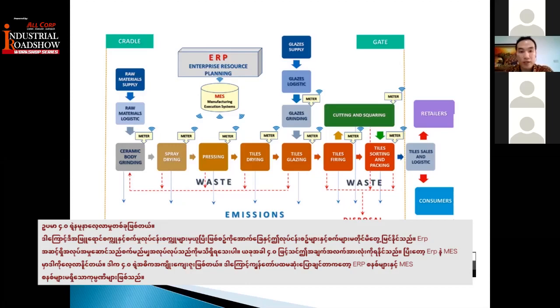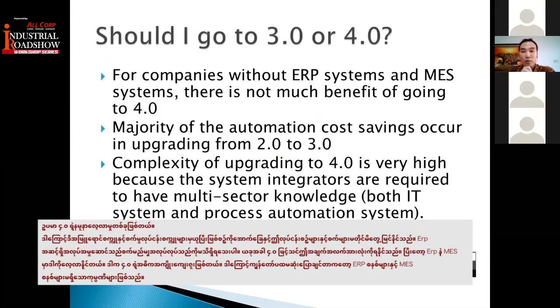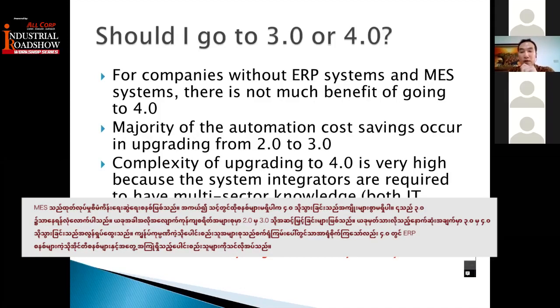Now, if we go to the next slide, I look at the reasons why a factory should or should not go to 4.0. So the first point I want to make is that companies without ERP systems and MES systems. So MES is a manufacturing planning system. If you do not have those systems in place, there is not really much benefit from going to 4.0. It'd be good enough to just stay in 3.0. Now, the majority of automation costs occur in upgrading from 2.0 to 3.0.